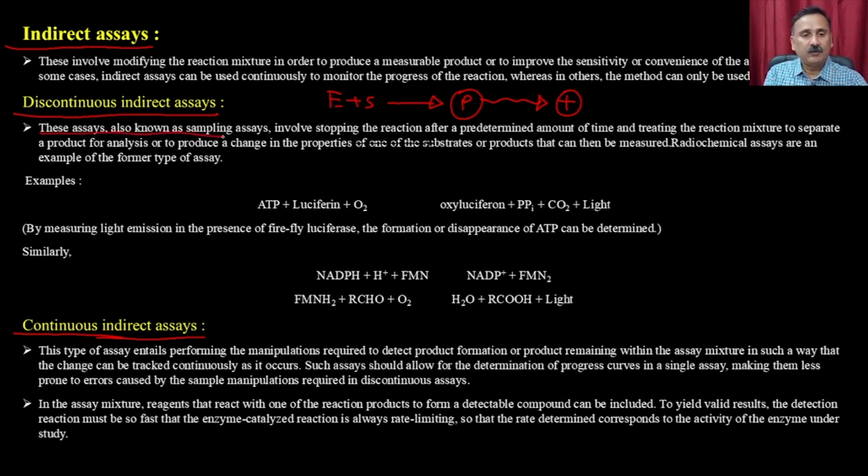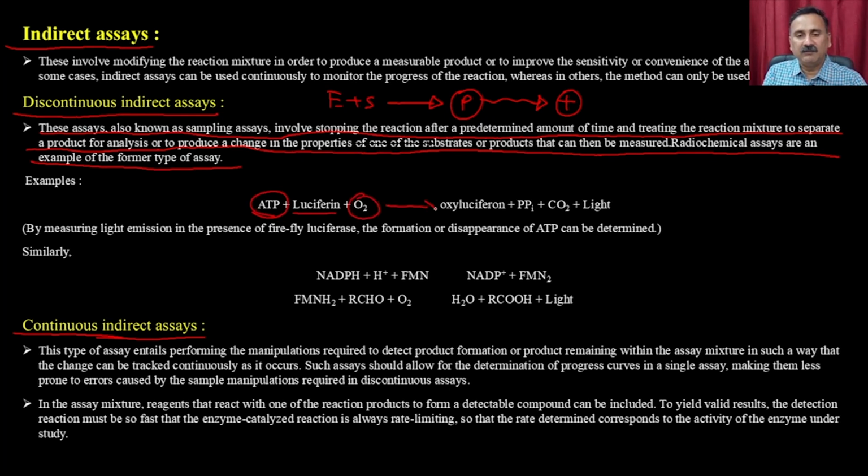These assays, also known as sampling assays, involve stopping the reaction after a predetermined amount of time and treating the reaction mixture to separate a product for analysis, or to produce a change in the property of one of the substrates or products that can then be measured. Radiochemical assays are examples of this kind of assay. For example, you can have ATP plus luciferin plus oxygen giving you oxyluciferin, and this is one of the assays that can be used to measure ATP.